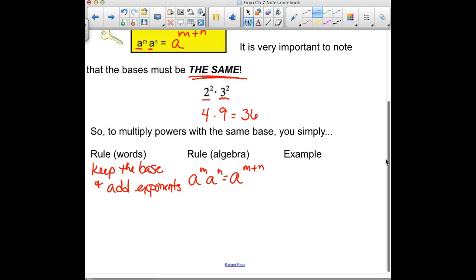All right, so an example, let's put down x to the 5th times x to the 7th. That shortcut, instead of writing all those x's out, says I can simply add my 2 powers together because I have a common base of x. So my answer would be x to the 12th.